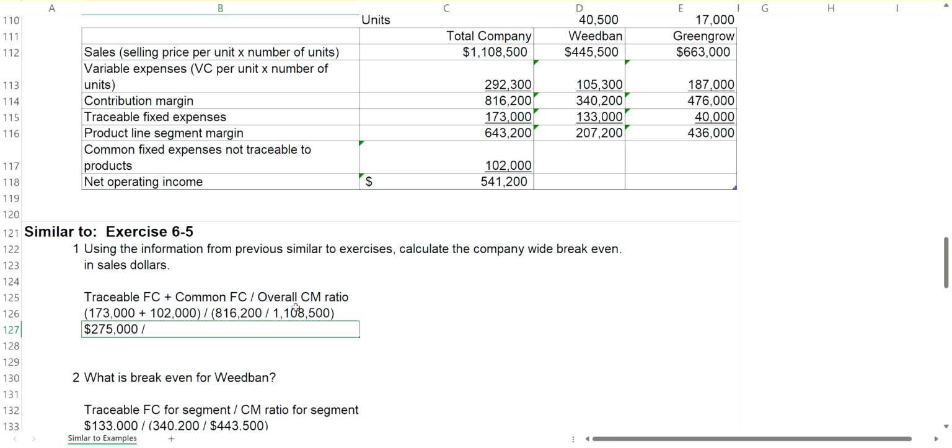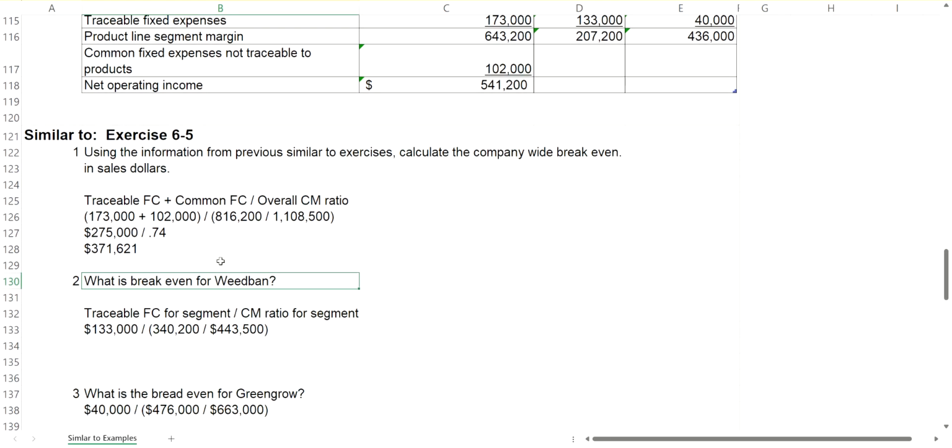Okay. And divided by, we want to get the contribution margin ratio. So again, we go to the total company column. To get it as a ratio, we take the contribution margin of $816,200 divided by total sales of $1,108,500. And I wrote it out there. So when you divide that out, you get 0.74 for your contribution margin ratio. Now divide 275,000 by 0.74, and the overall company break-even in sales is $371,621. I rounded it up to the nearest dollar.